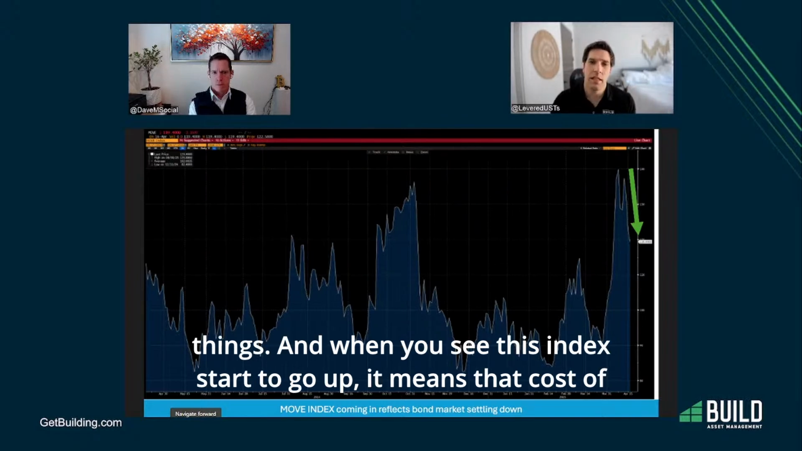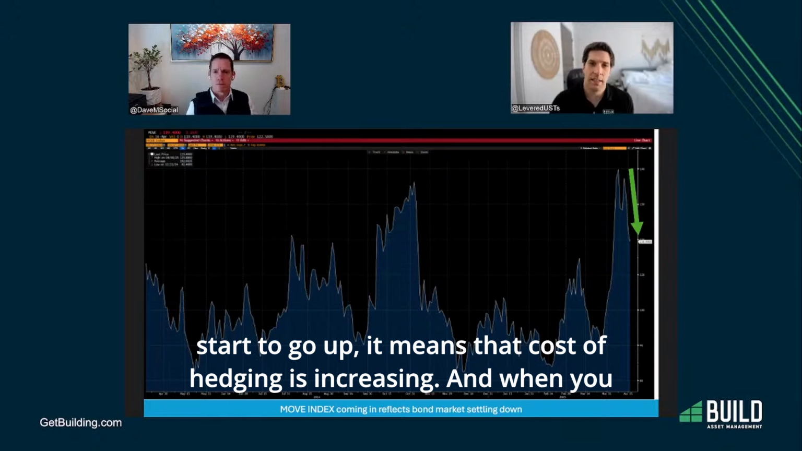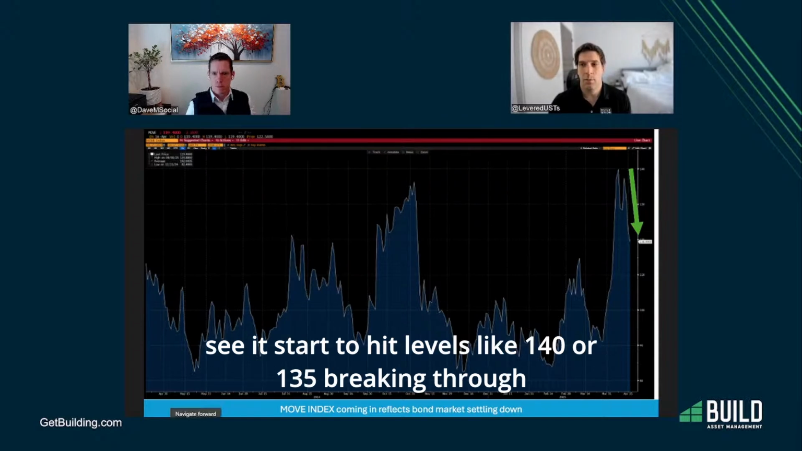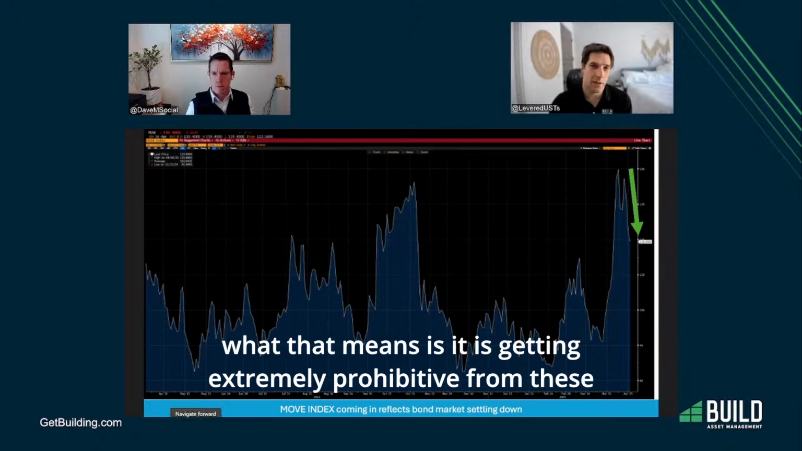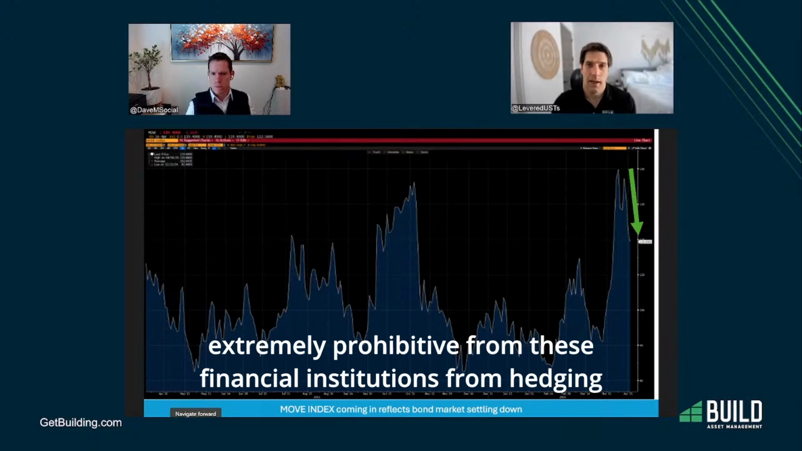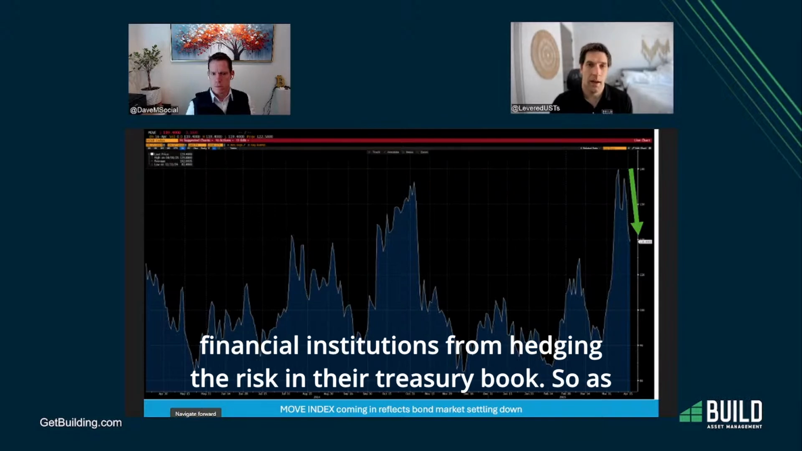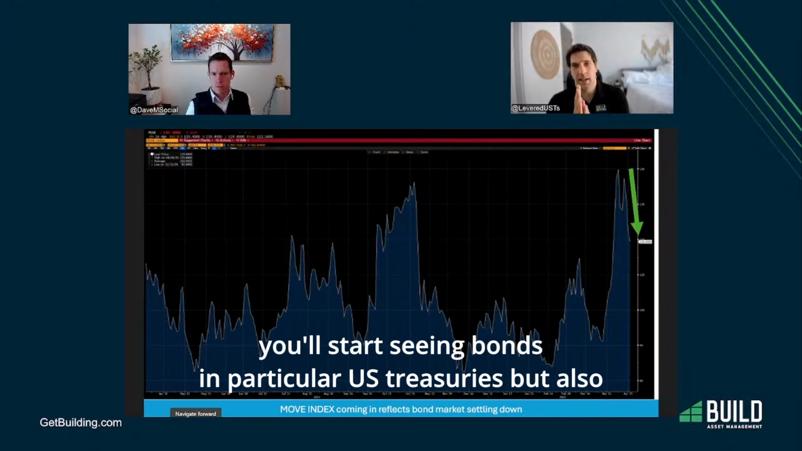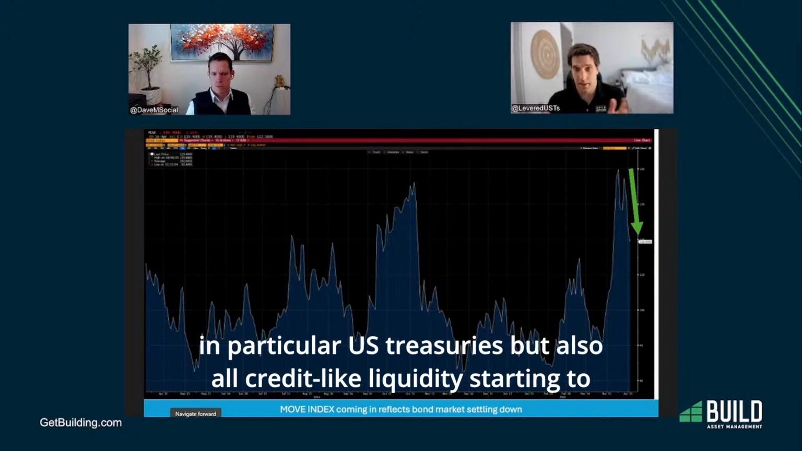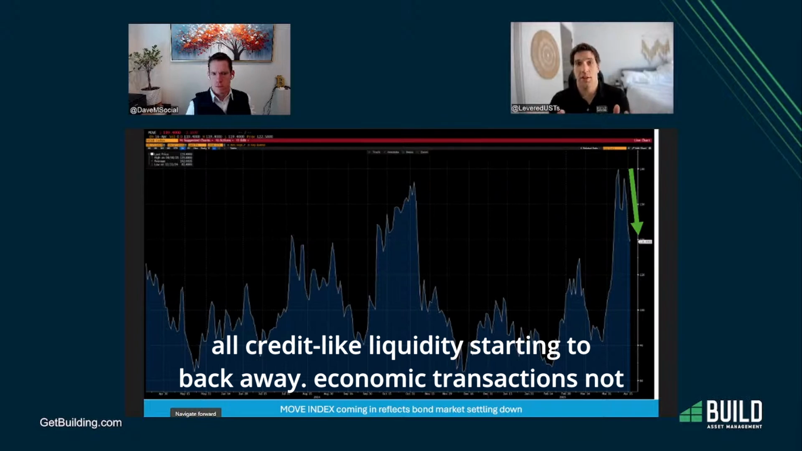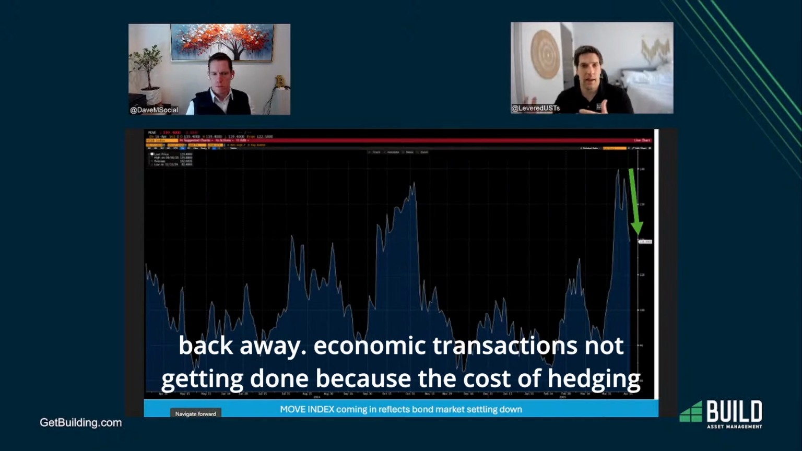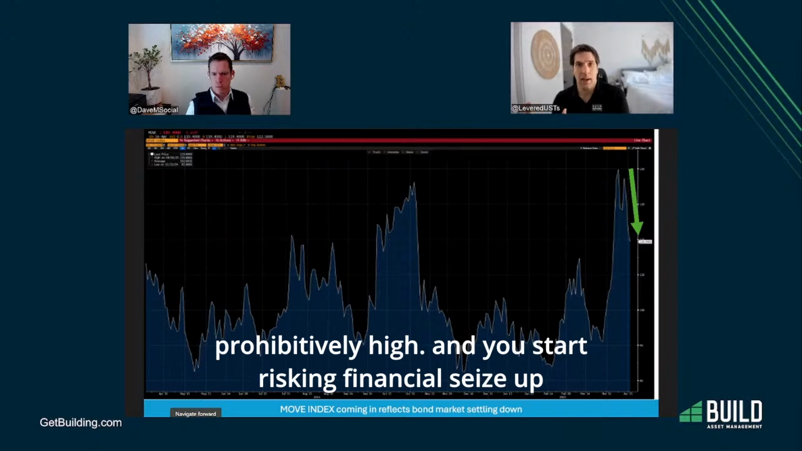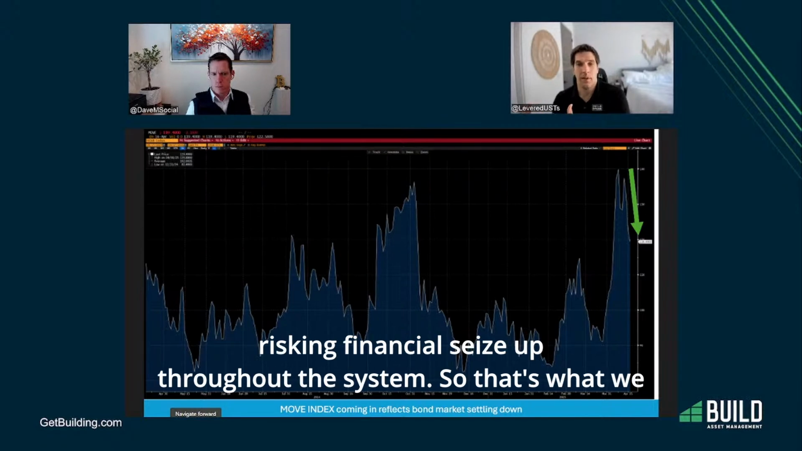And when you see this index start to go up, it means that the cost of hedging is increasing. And when you see it start to hit levels like 140 or 135, breaking through, what that means is it is getting extremely prohibitive for these financial institutions to hedge the risk in their treasury book. So as soon as this gets super elevated, you'll start seeing liquidity in bonds, in particular U.S. Treasuries, but also all credit, starting to back away. Economic transactions don't get done because the cost of hedging out interest rate risk is becoming prohibitively high. And you start risking financial seize-up throughout the system.